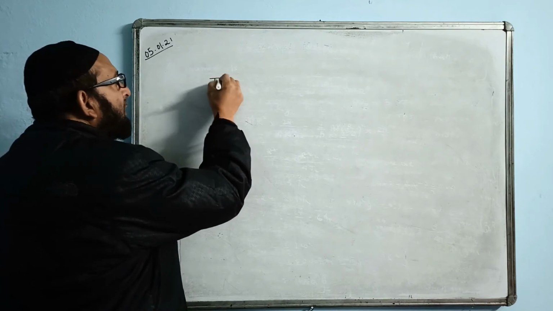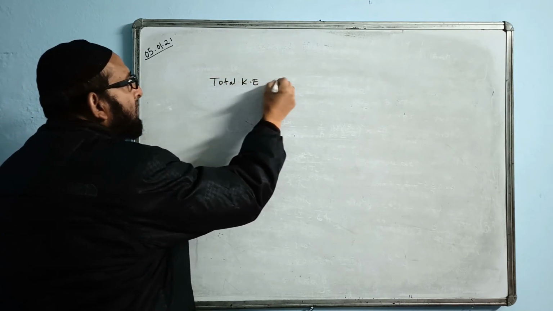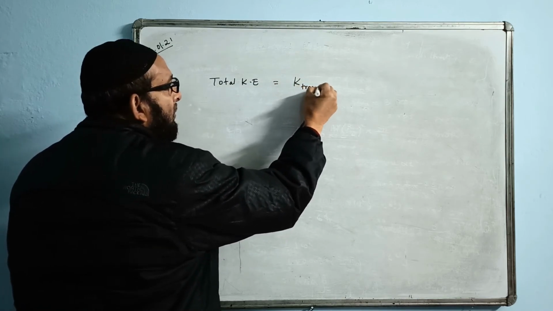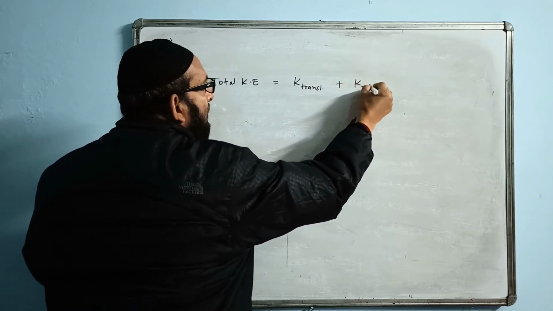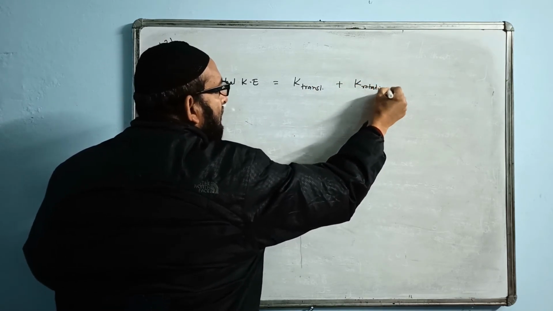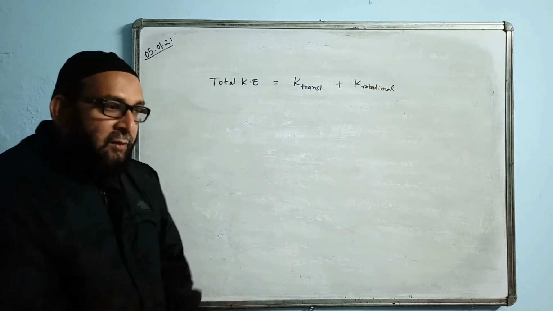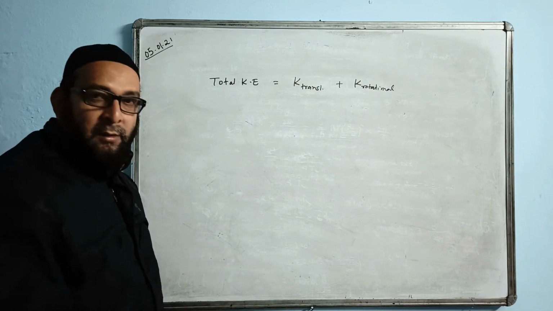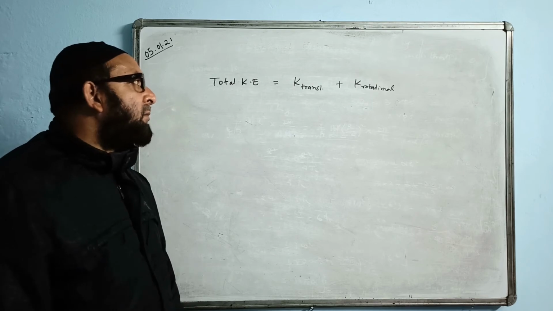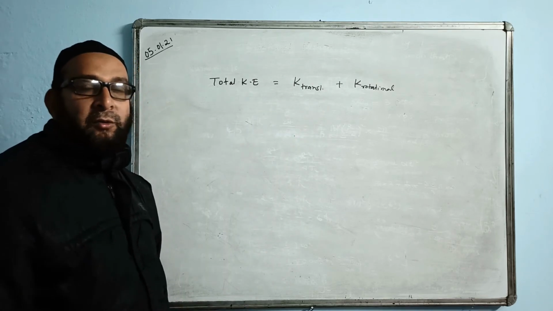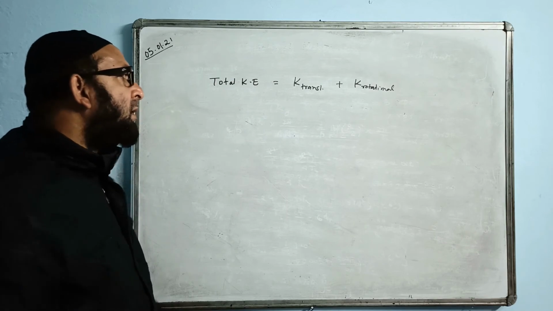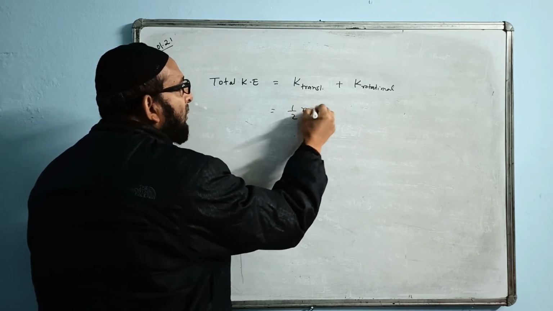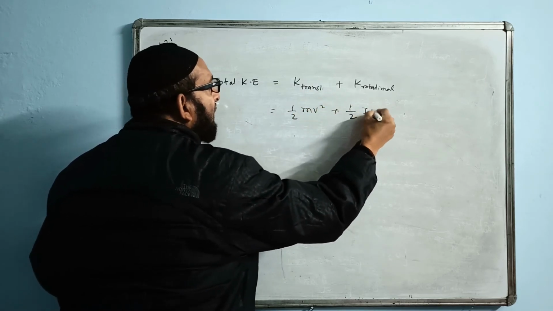So we will write the total kinetic energy, which is K translational plus K rotational. That means the ball will be covering a linear distance as well as rotating. The ball is rolling, so it has two motions at a time, translational motion as well as rotational motion. That means it is going to have two kinetic energies, translational as well as rotational. So the K translational formula is half mv square and the K rotational formula is half I omega square.